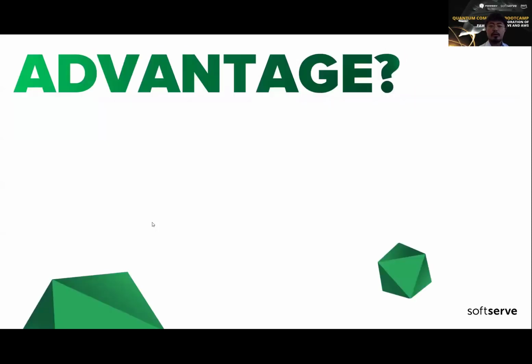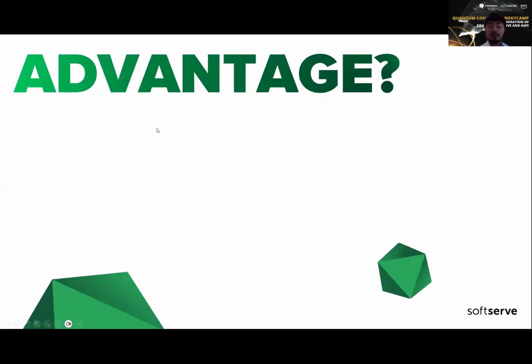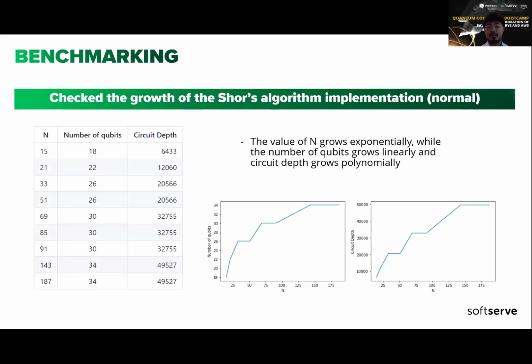Okay. If we were to look at the advantage for Shor's algorithm, I implemented it before. This is actually a pretty bad implementation of Shor's algorithm. The other implementation is actually pretty smart, but it's quite hard to understand mathematically. Instead, I implemented a pretty stupid version of Shor's algorithm, but you can see that as the number n grows exponentially, the number of qubits grow linearly, and the circuit depth grows polynomially.